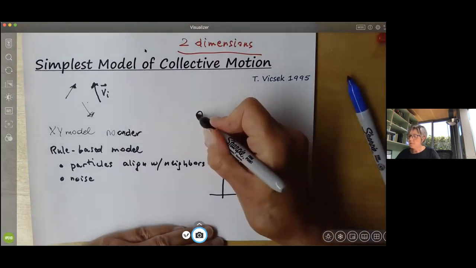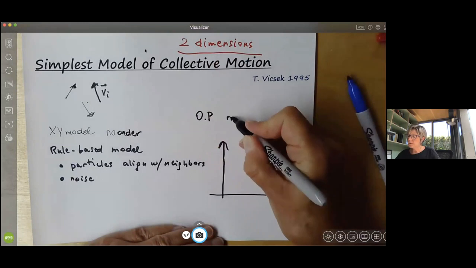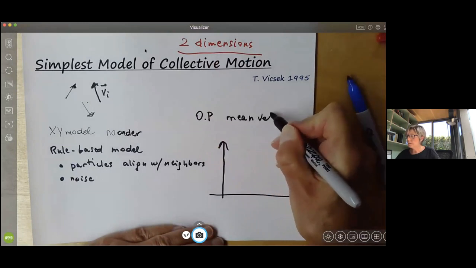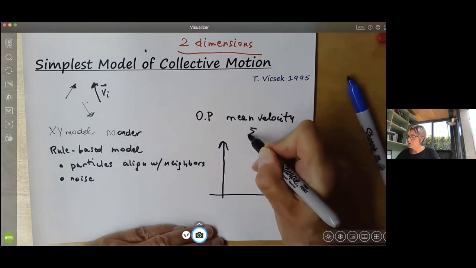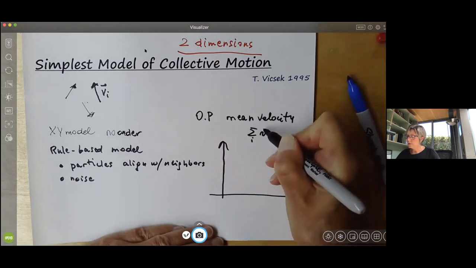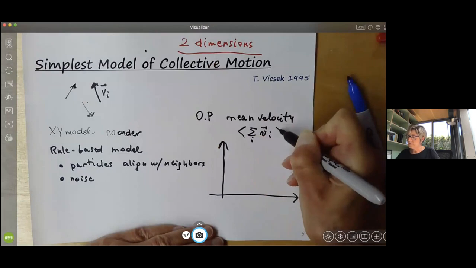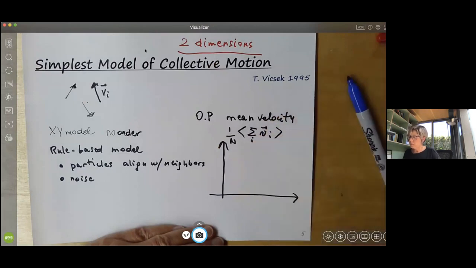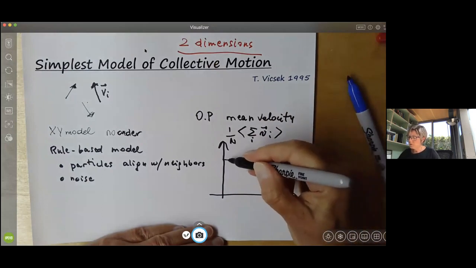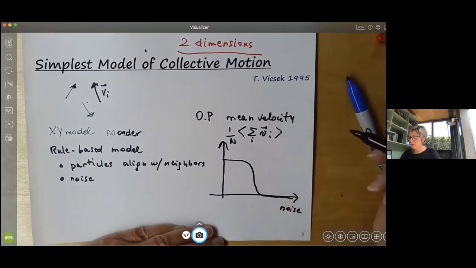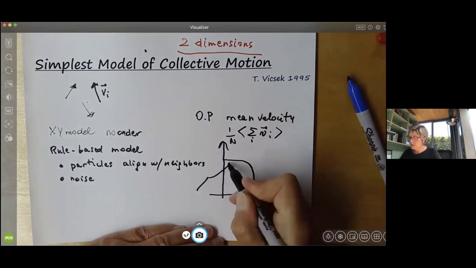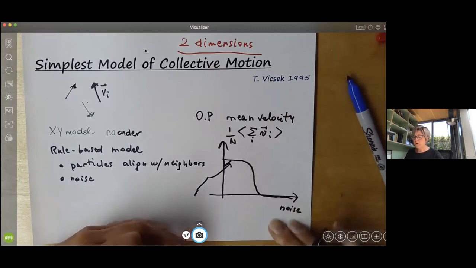The order parameter is the mean velocity, which you can really define as the average velocity over all the particles, perhaps divided by the number of particles. I will plot it as a function of the noise. So if the noise is weak enough, you have a state where the mean velocity is non-zero, and then it goes to zero above some characteristic noise. So this is a state where everybody is moving coherently.